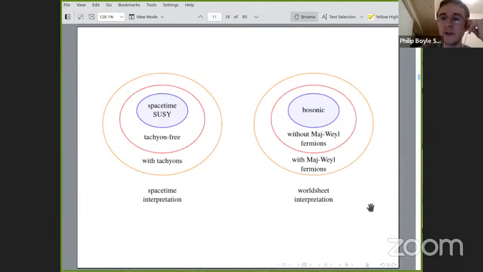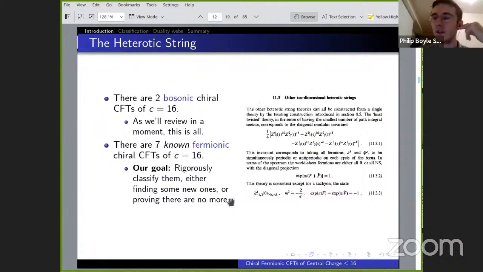So we can summarize this information in this pretty picture, which on the left has the space-time interpretation of things, and on the right has the worldsheet interpretation. So for example, a bosonic worldsheet maps to a space-time supersymmetric theory. If it's not bosonic, it may or may not have fermions on the worldsheet, and these map to tachyonic or tachyon-free space-time theories. So that's the review of how the heterotic string construction works.